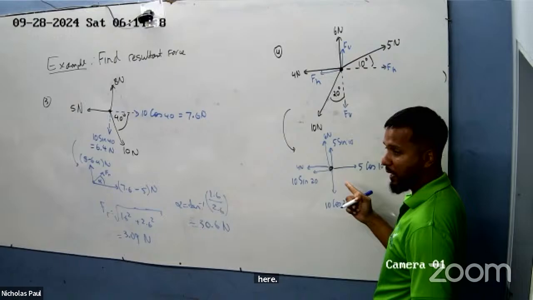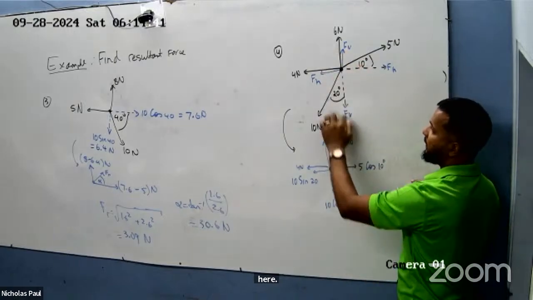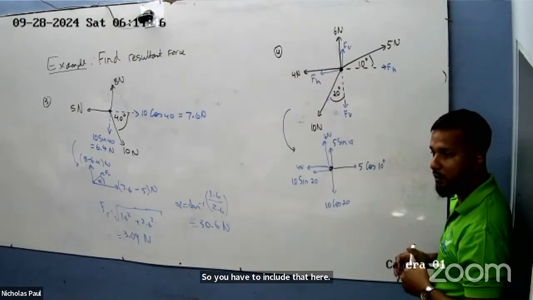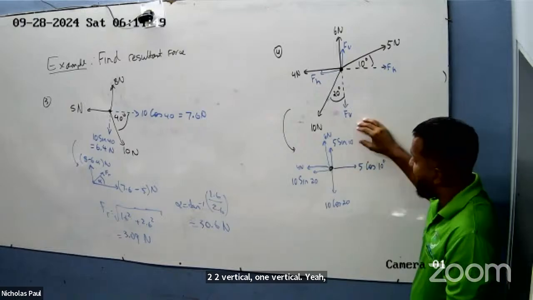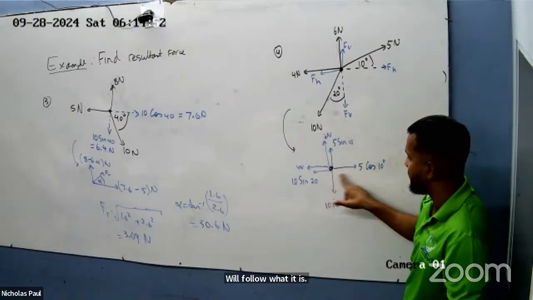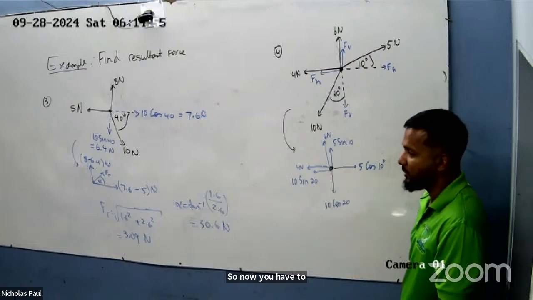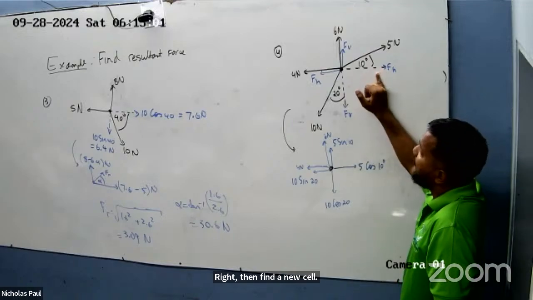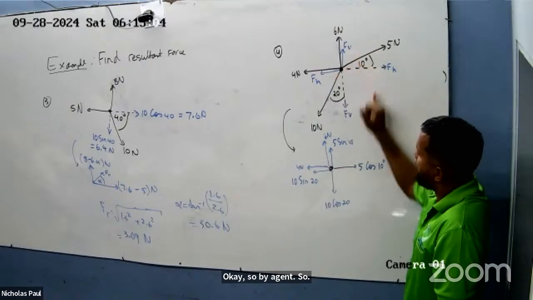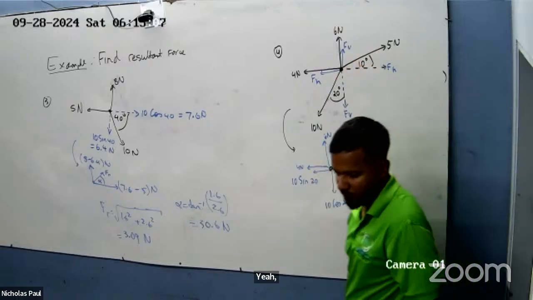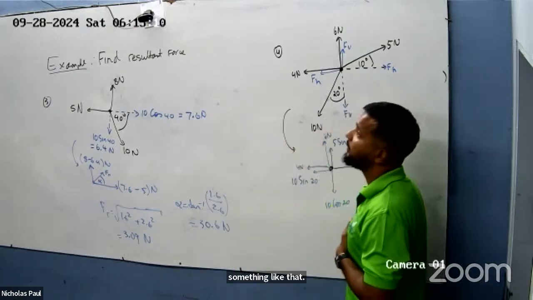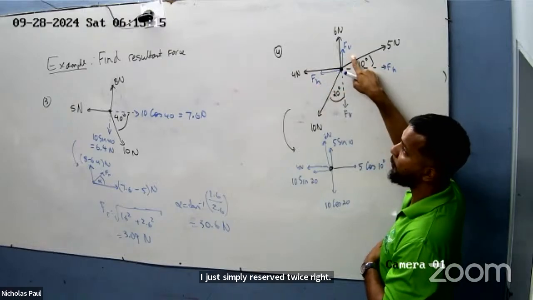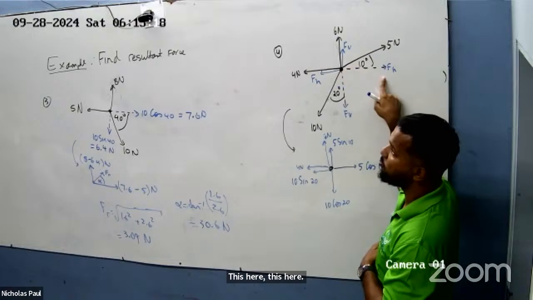Okay, the diagram should look like that. 2 vertical, 1 vertical here, 2 horizontal here, 1 horizontal here. But follow what I did. So now you have to resolve these 2 minus this, these 2 minus. Then finally resolve that. By introducing the extra force, the extra 2 components, you end up with something looking like this. Online, just saw what I did. I just simply resolved twice, this here and here, this here and here. So I end up with 2 up here, 1 down here, 2 to the left, 1 here.